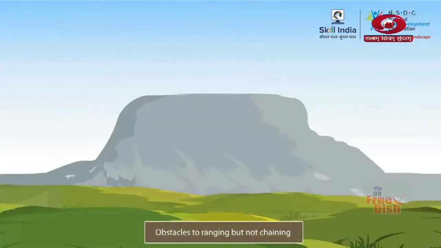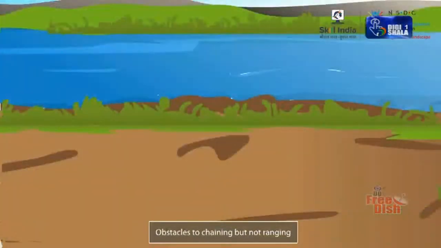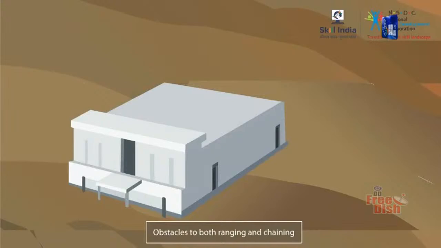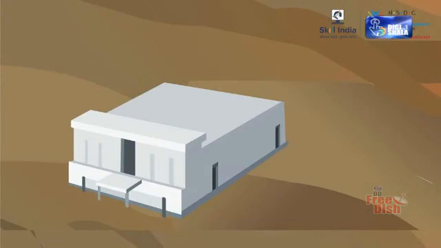To overcome obstacles to ranging but not chaining, you can use the chain for stepping or triangulation. To overcome obstacles to chaining but not ranging, first obtain two similar triangles. After that, calculate the distance by equating the ratio between the corresponding sides of the similar triangles. To overcome an obstacle to both chaining and ranging, mark points to get perpendicular lines before and after the obstacle. After that, join those points and measure the length of the joining line.